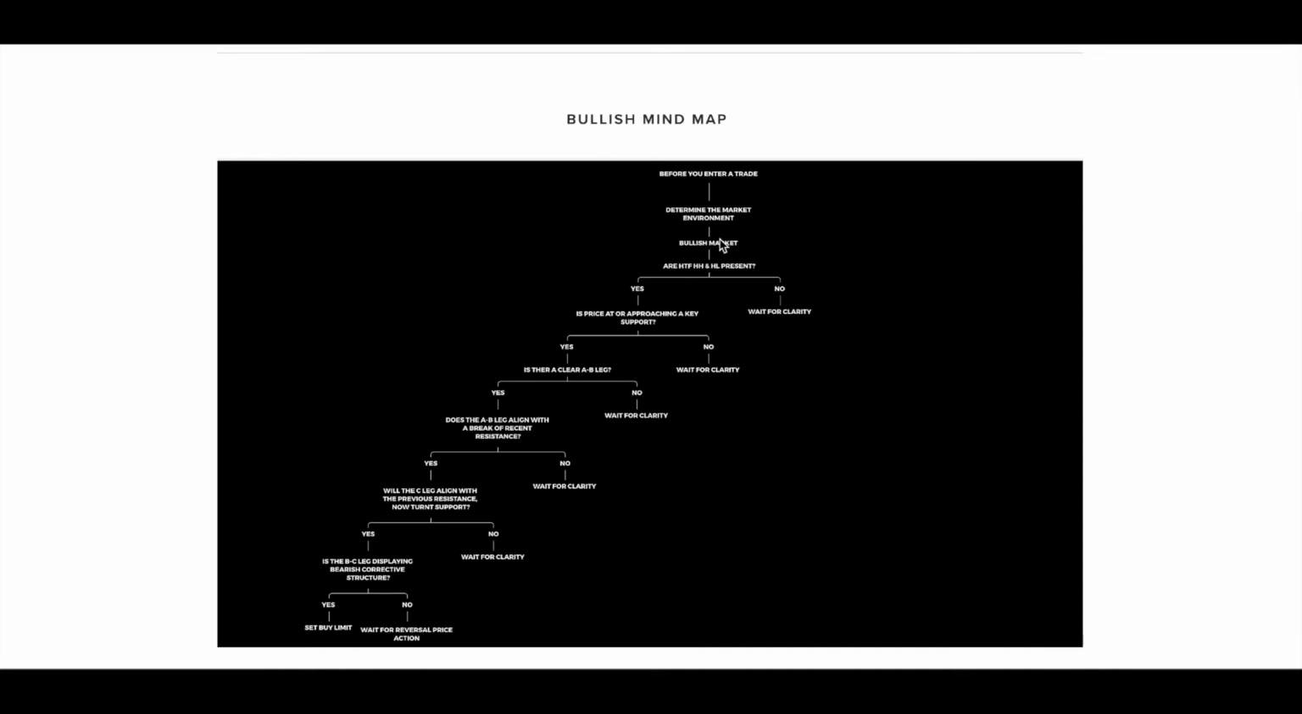If we're in a bullish market, you should be asking yourself, are the higher highs and higher lows present? That would be consistent with a bull market. If the answer is yes, is price at or approaching a key support in that bullish market? If the answer is yes, is there a clear A to B leg? Is there a clear rally and then a pullback?